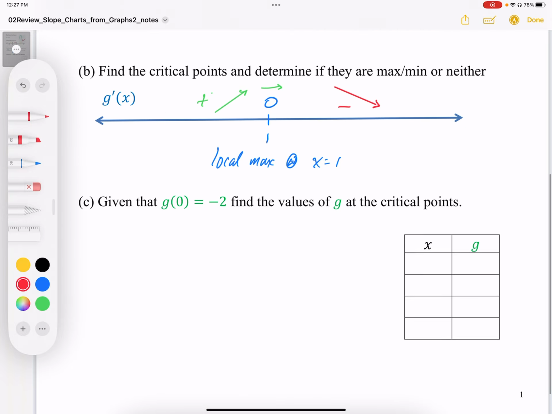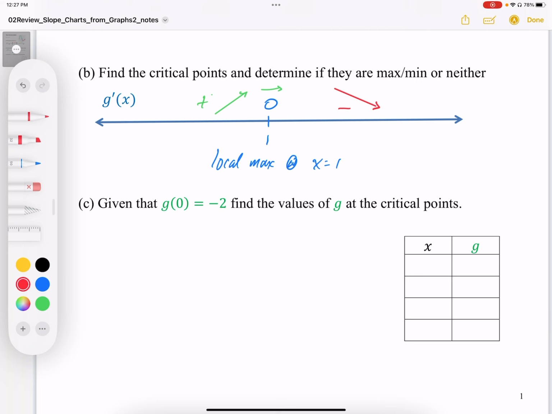Part C. Given that g of 0 equals -2, find the value of g at the critical points. So we can generalize y values of functions as the starting point, which we're going to call f of a. In this case, the starting point is going to be when x is 0, y is -2, plus the area underneath the derivative, or the displacement on the function. Okay, so it's going to be the area under the derivative.